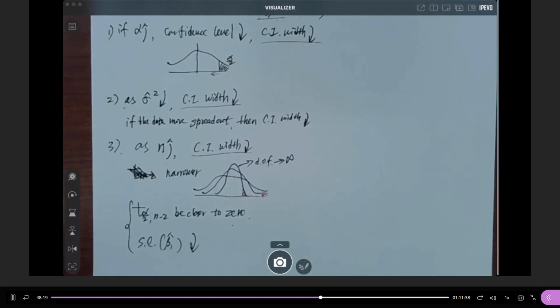The only thing that really improves things is to improve your data. Either you add more data points or make your data points more spread out. So that's the only thing that improves things. Others are the trade-off between what you want.